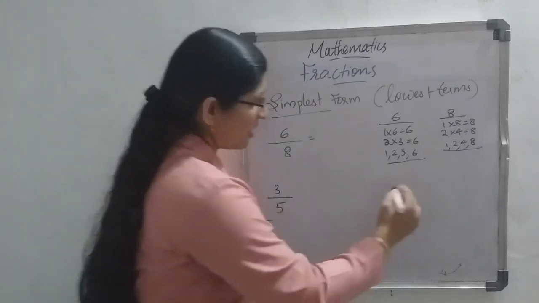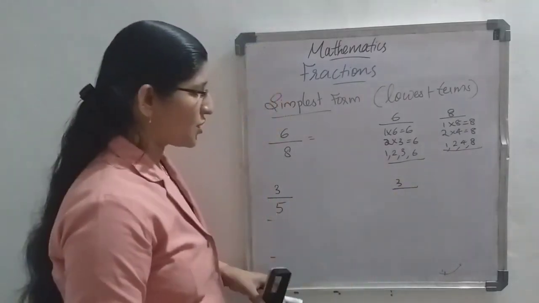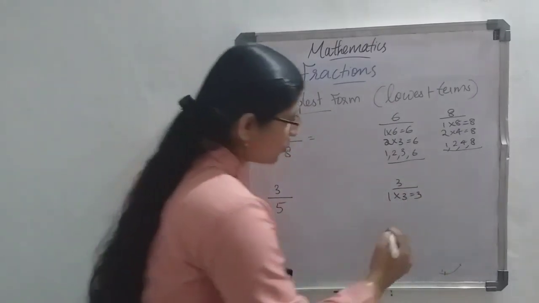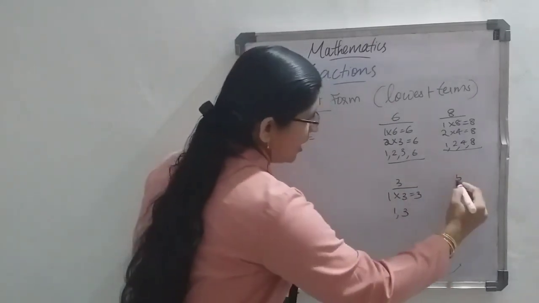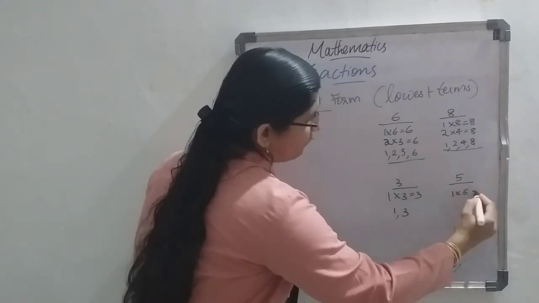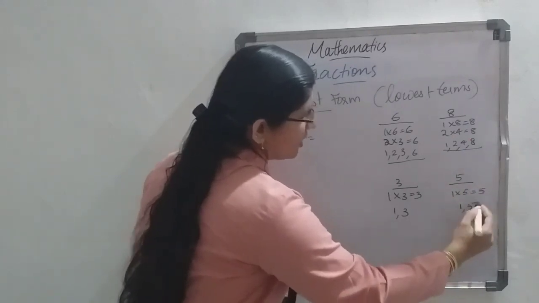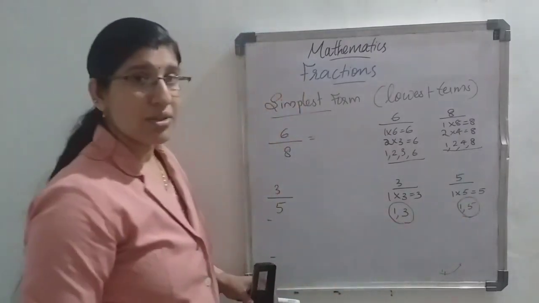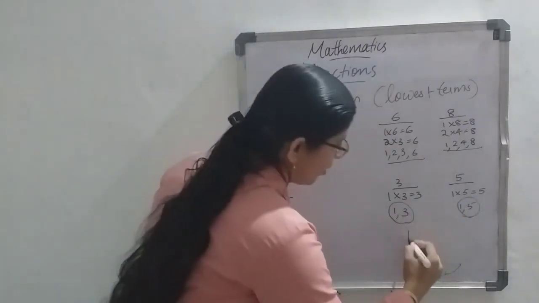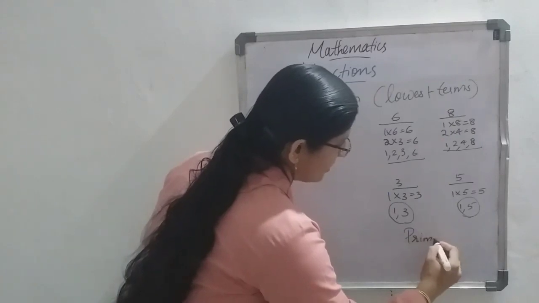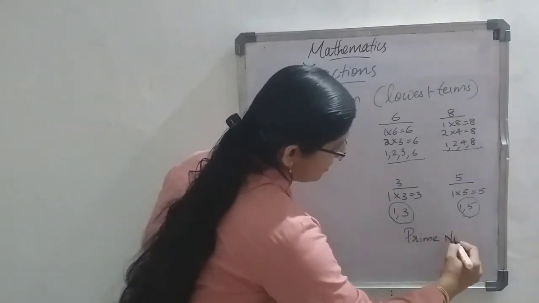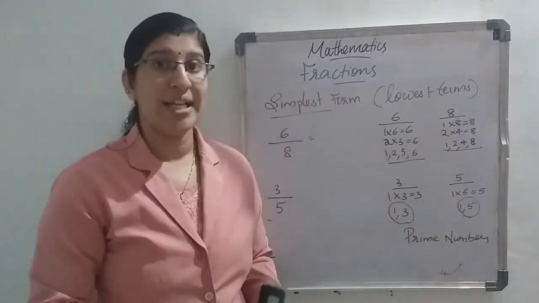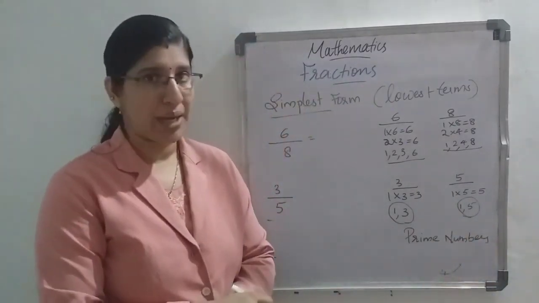3 by 5. Write the factors of 3. 1 into 3 is 3. Is there any other number? Any factors? No. So only 1 and 3. And 5: 1 into 5 is 5. Is there any other number? No. It is 1 and 5. So here it is only 2 factors. This type of numbers are called prime numbers. Prime numbers means the numbers which have only 2 factors.